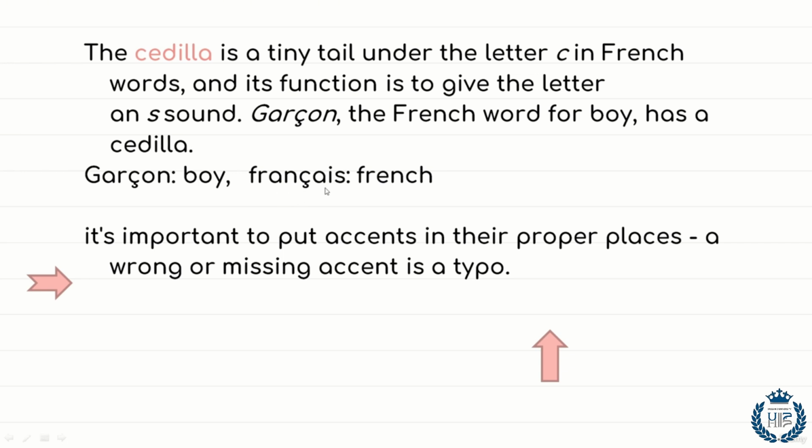Notice how, when we put the cédille here, we give the letter the S sound. Français. It is important to put the accents in their proper places. A wrong or missing accent is a typo, a spelling error, just like we said.